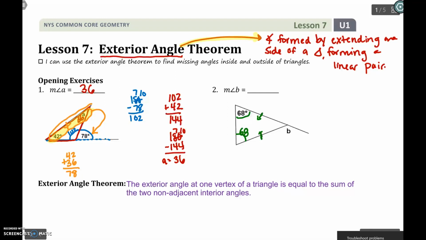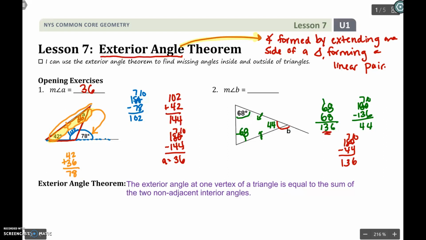Okay? And then if we were to use our triangle rules, and we were to take those 68s and add them together, you're going to get 136. And if you then take the 180 for the triangle and subtract that 136 from both sides, you are going to get 44 degrees for this. Then, to find angle B, you have your linear pair here. So you can take your 180 and subtract your 44 from both sides, and you're going to get back to the 136 that happened when you added these two together.